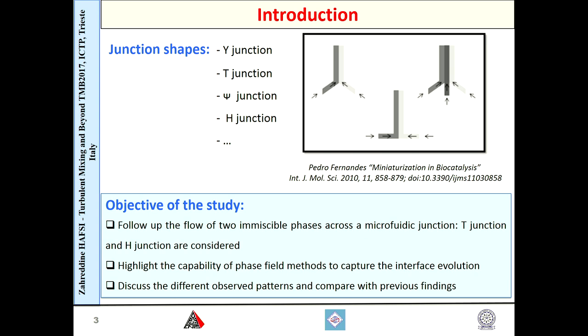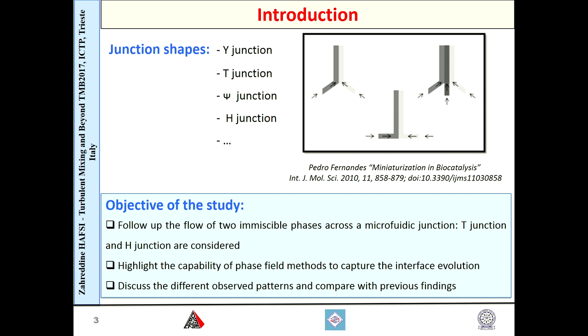As an introduction, junction shapes may have different topologies. We can talk about Y shape, T shape, C shape, H shape. And in this study, we will focus on the T junction shape and the H junction shape.